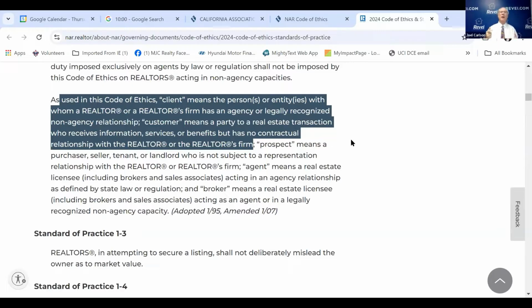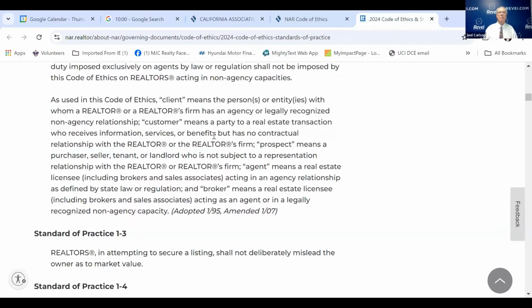How many of you have ever dealt with a buyer or seller that you wish had never been born? When did you know it was going to be a problem? In the very beginning. So if they're going to be a problem and I'm never going to deal with them again, they are a customer. As far as I'm concerned, they're a customer. I deal with them one time, I'm done with them.